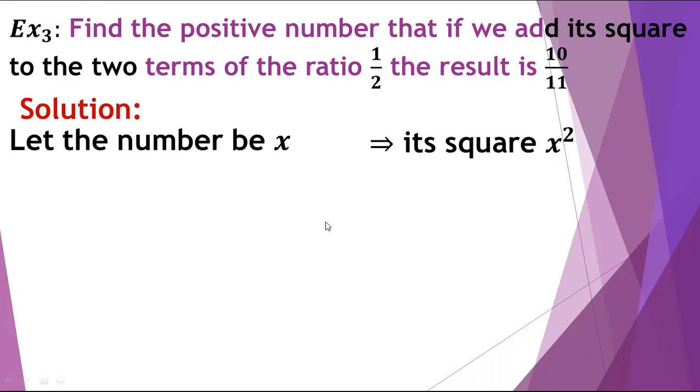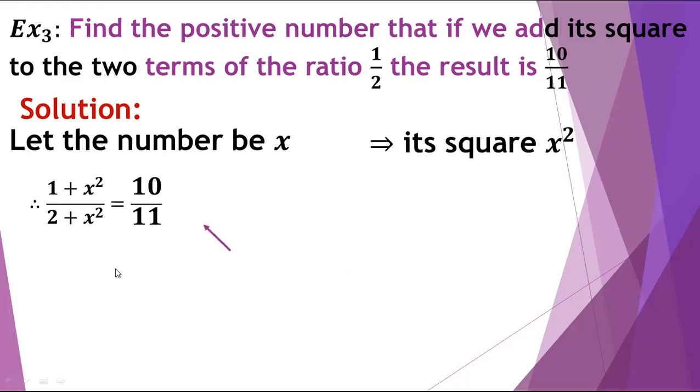If we add each term of the ratio 1 over 2 with the number x power 2, the result is 10 over 11. That means 1 plus x power 2 over 2 plus x power 2 equals 10 over 11. As we said before, the product of means equals the product of extremes. So we need to multiply 11 by this numerator and 10 by this denominator.